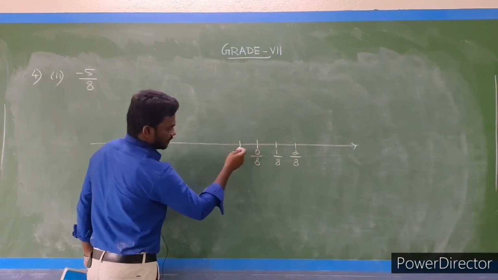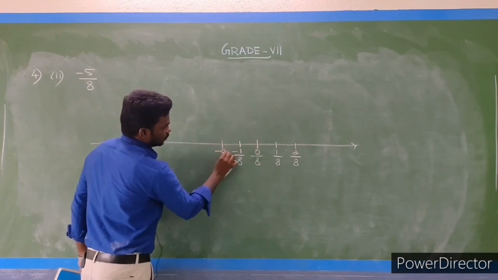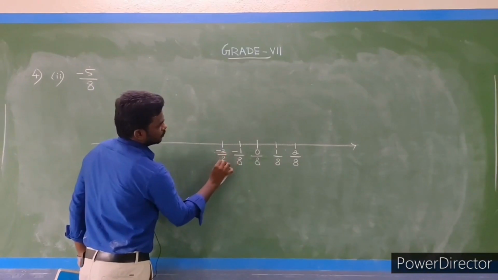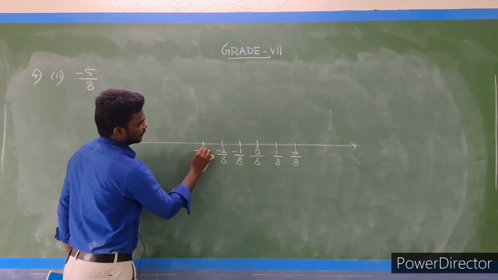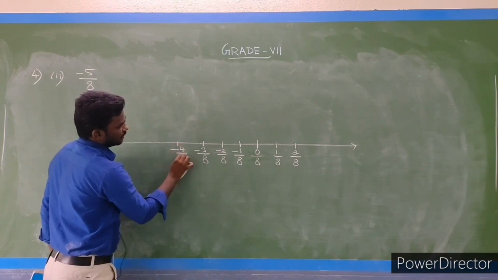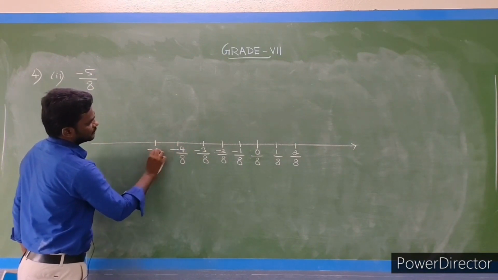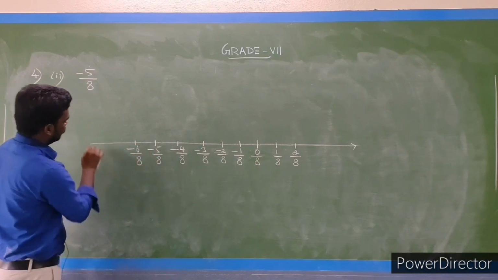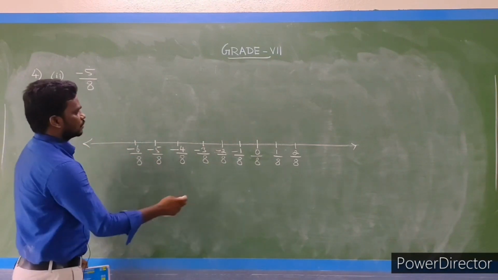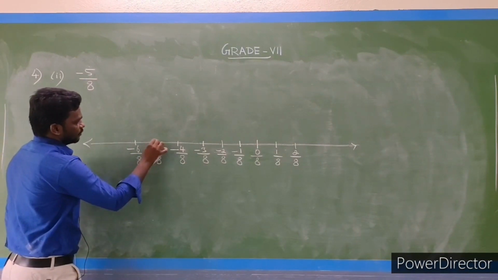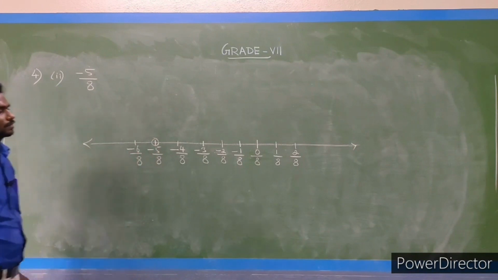The next left number is minus 1, minus 2, minus 3 and so on, we know. So we can write minus 2 by 8. Next number is minus 3 by 8. The next value is minus 4 by 8. Next one is minus 5 by 8. Next minus 6 by 8 and so on. So we have to represent the number minus 5 by 8. So this is the point of minus 5 by 8.